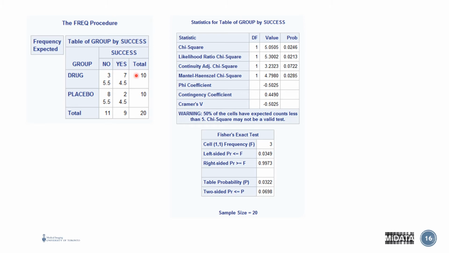Now, interestingly, if you use the continuity adjusted chi-square, which I said is the Yates correction, which should be used when you are dealing with small numbers, you then end up with a probability of 0.0722, which is actually very close to the Fisher's exact test. It would not be a good idea to use the likelihood ratio chi-square in this case, because the p-values here would be biased.